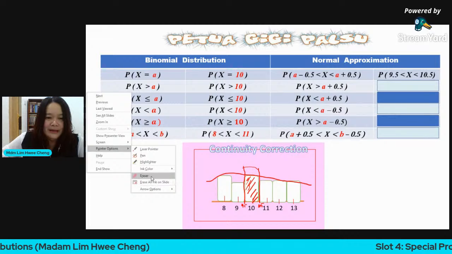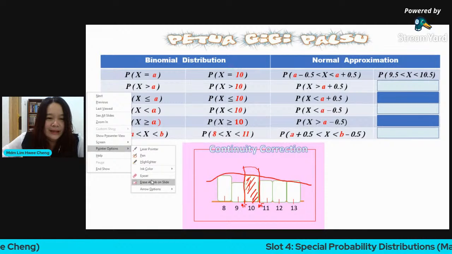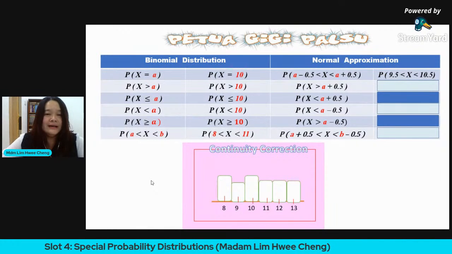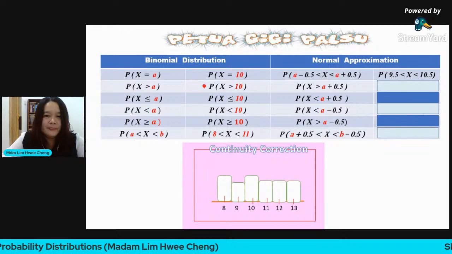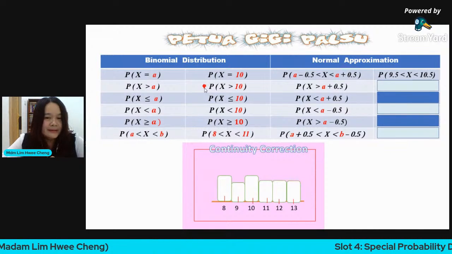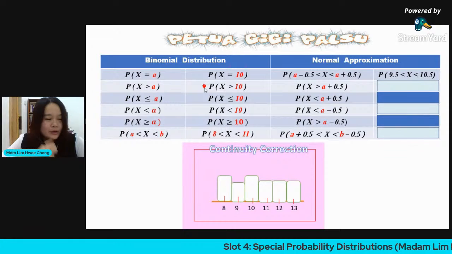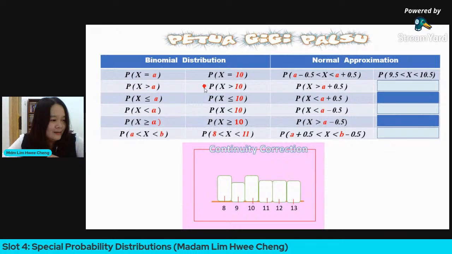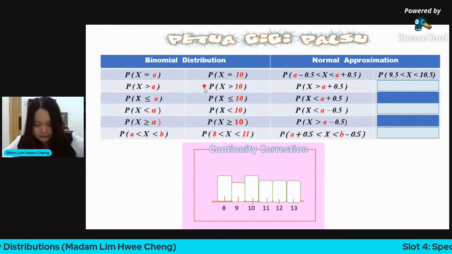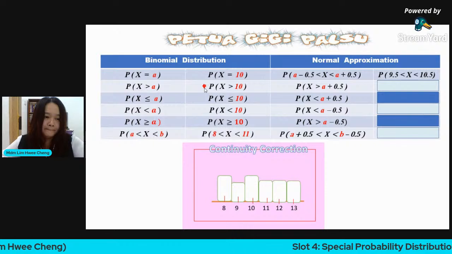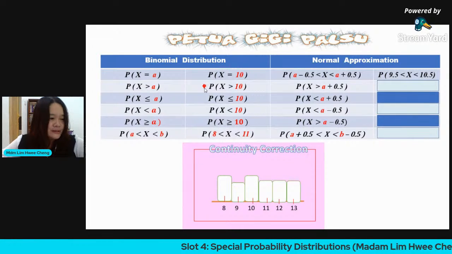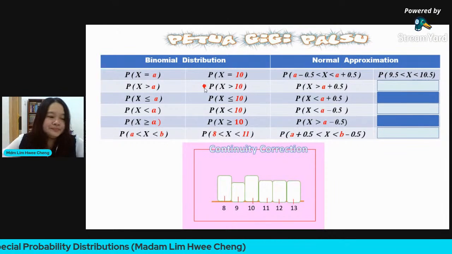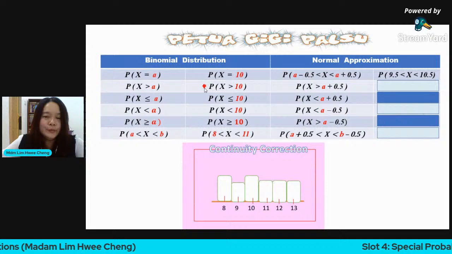I give you 1 minute to try the second one. If you already get the answer, you can write it in the live chat. This one: x is greater than 10. Based on the gigi, what is the correction formula that you get? Anyone? Show me the correction formula.